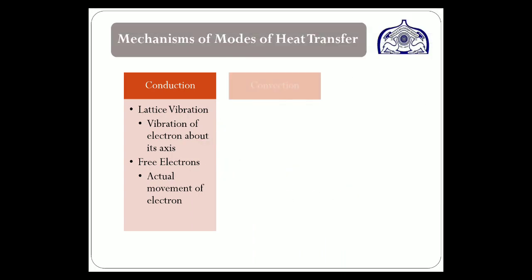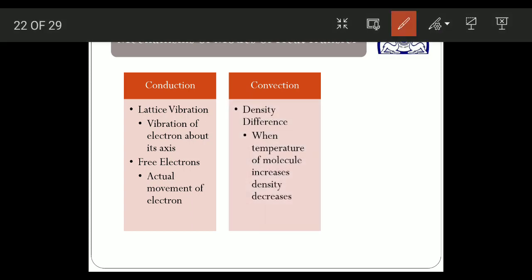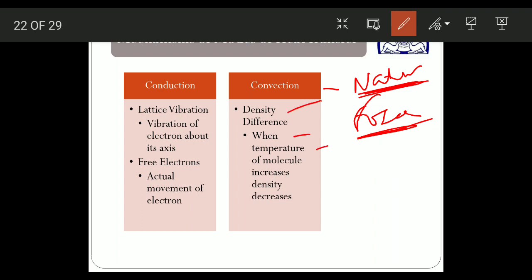Now let us see the mechanism of convection. Convection takes place mainly due to the density difference. Again, there are two types of convection: first is natural and second is forced. In natural convection, the heat is transferred due to density difference, but in forced convection, we use some external device to force the heat transfer along that particular fluid. When the temperature of the molecule increases, the density decreases. This concept we have already discussed.